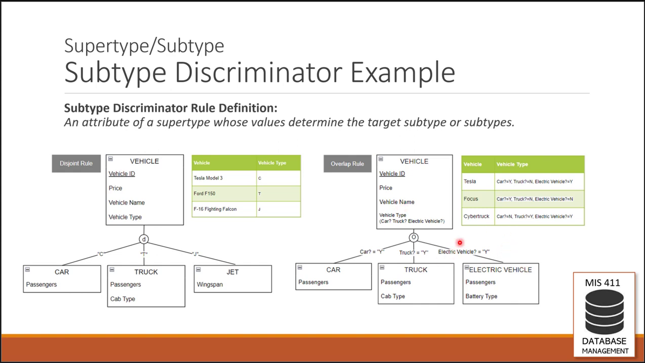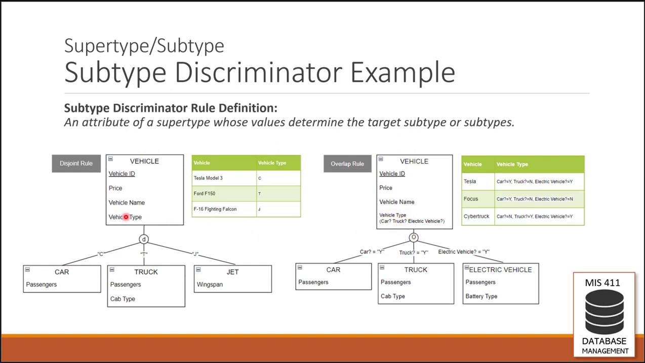So obviously, as we saw in the disjointness constraints, the subtype discriminators are related to those disjointness constraints. When we have a disjoint rule relationship, we know that something can only be one of the subtypes. And in those cases, the subtype discriminator can be simple because it can only be one of the things. In more complex situations where you have an overlapping rule and something can be more than one of the subtypes, you have a more complex attribute, which is a subtype discriminator attribute, vehicle type in this case, right?